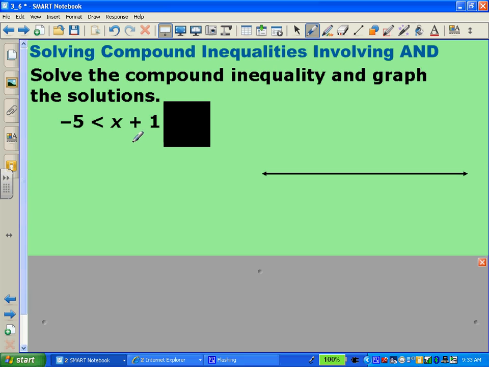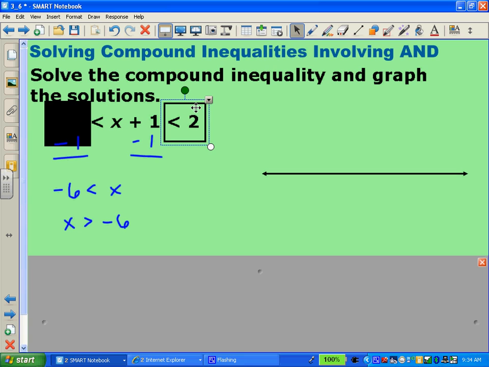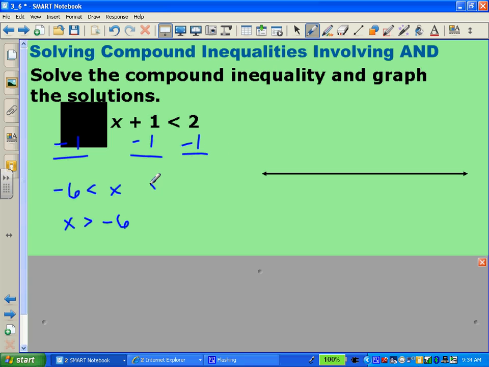Let me solve this one first. So I'm going to subtract 1, and that gives me -6 less than x, or if I rewrite it the other way so that it's easier to see, x greater than -6. Okay? Now let's move that black box over to the other side. Now we have this inequality. Okay? Now let's solve that one. Again, I'm going to subtract 1. So that gives me x less than 2.